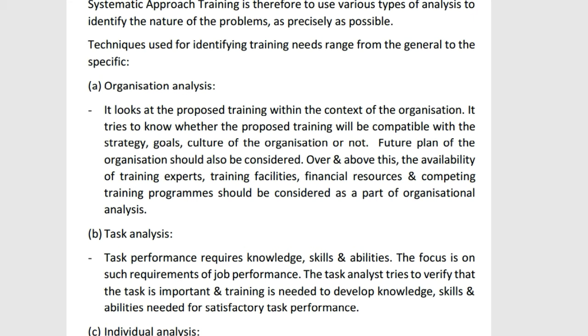Second level, that is task analysis. Task performance requires knowledge, skills, and ability. The focus is on such requirements of job performance. The task analysis tries to verify that the task is important and training is needed to develop knowledge, skills, and abilities needed for satisfactory task performance.